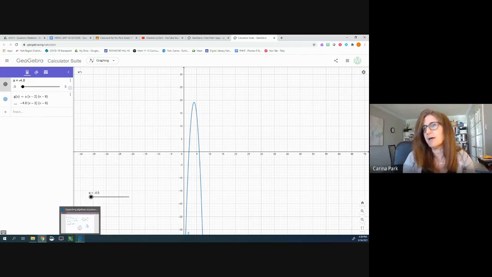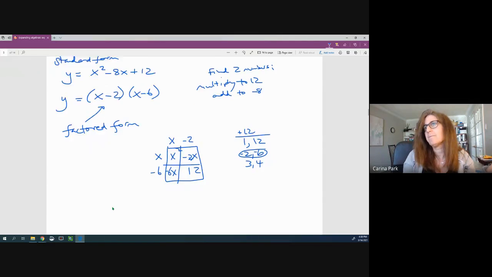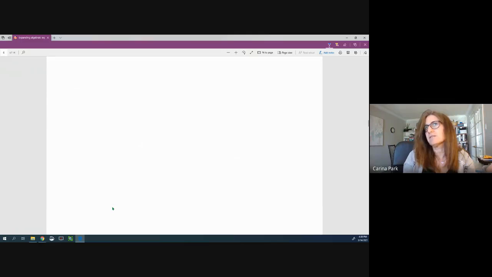Let's go real quick back to my paper, because I want to now calculate, if I wanted to do a sketch of this without GeoGebra, how do I know what the parabola looks like? All right, so here's how we know. We're going to need some things. We need the x-intercepts, and we'll need to know how to get the vertex. So I'm just going to go back to my paper and share how to get the vertex.